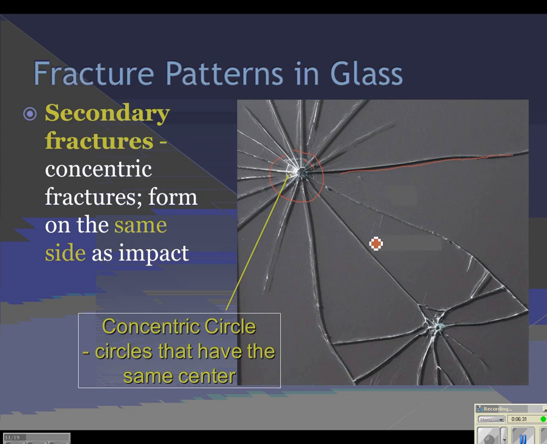We may also see concentric cracks that are not perfectly circular like this. Being concentric means that it has the same center. So if we look at this, where my pen is going now, we might see concentric cracks that are randomly placed like that. But those are also concentric cracks, and they happen on the same side as the impact, but they happen after the radial cracks.